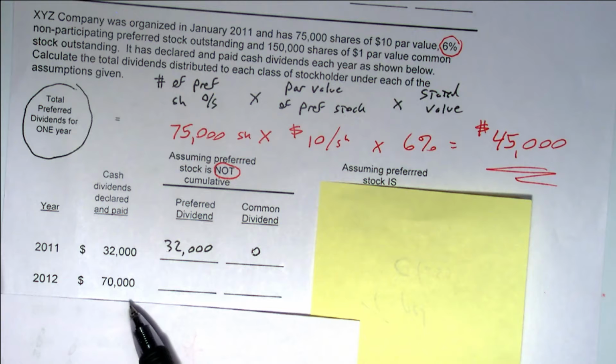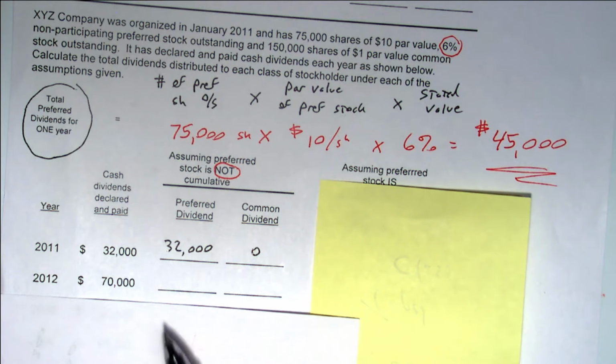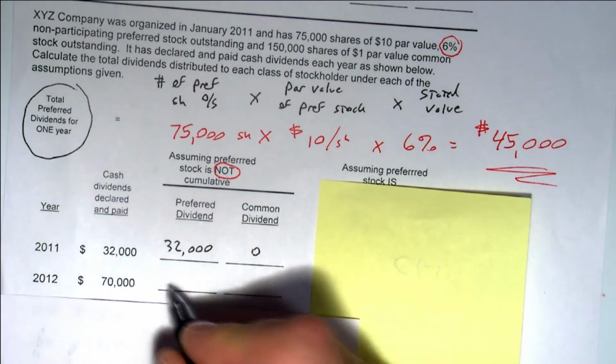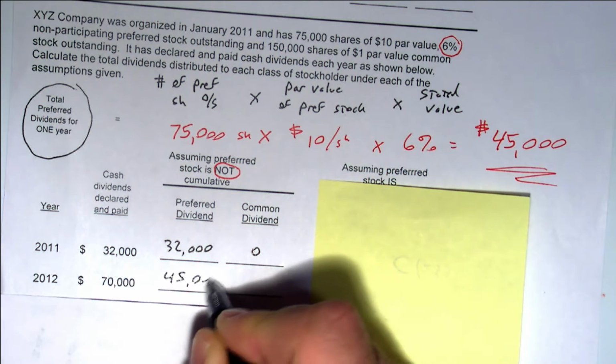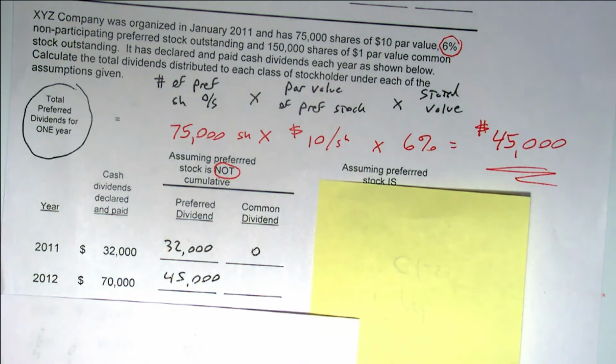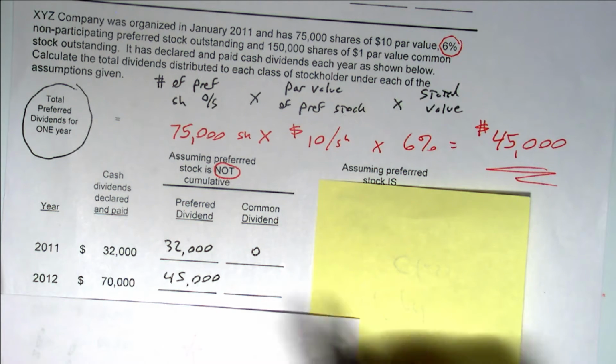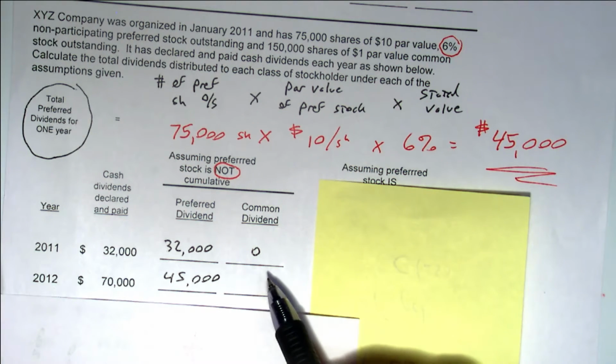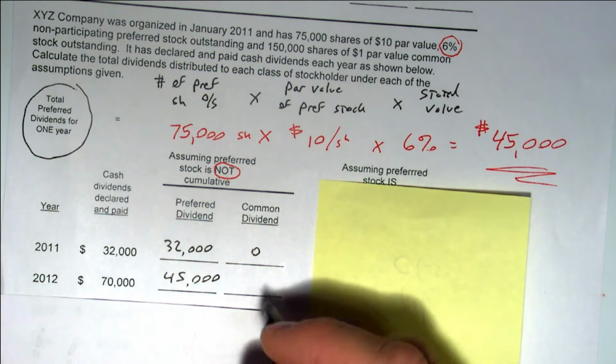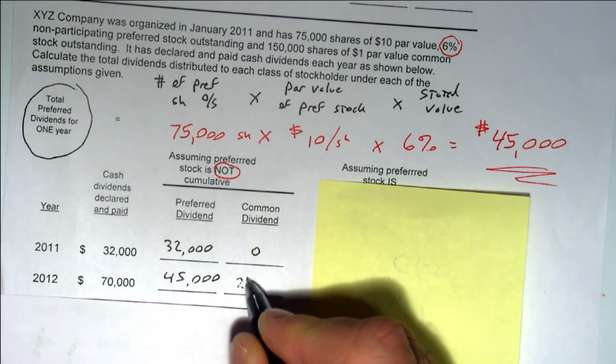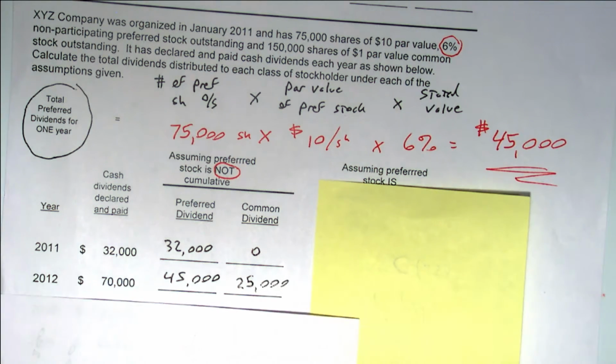2012, we have 70,000, right? Well, how much do we give to the preferred? 45,000, right? We just have to give them the current year amount. Then how much do we have left to give the common? 25,000.